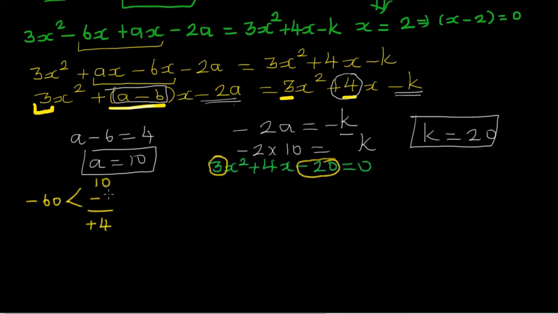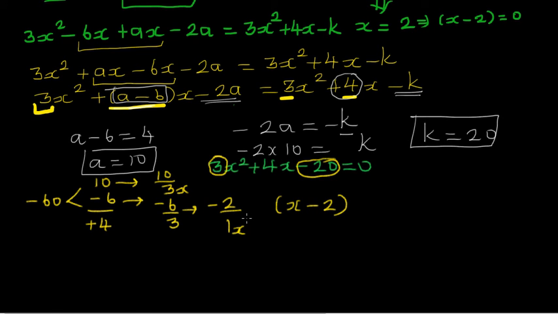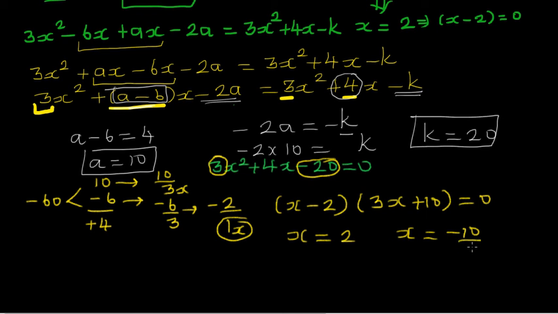And the two factors of negative 60 which give you 4 are plus 10 and minus 6. That's the first step. The next step is you have to divide this and this number by this coefficient. So 10 divided by 3 and negative 6 divided by 3. This simplifies to negative 2 over 1. And then you put an x here and an x here. So the factors are x minus 2 and 3x plus 10 equal to 0. Now if you solve for x, x is equal to 2 or x is equal to minus 10 over 3. So this is the second root.